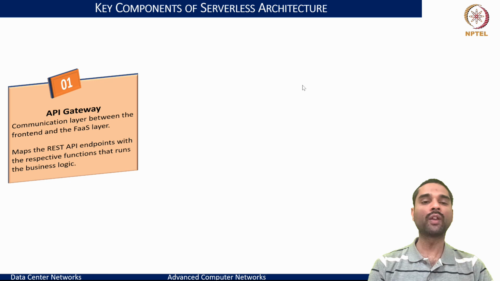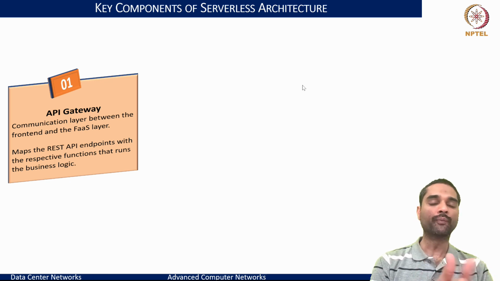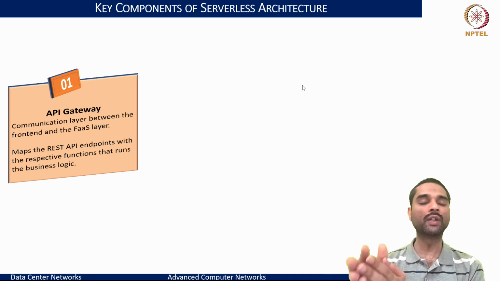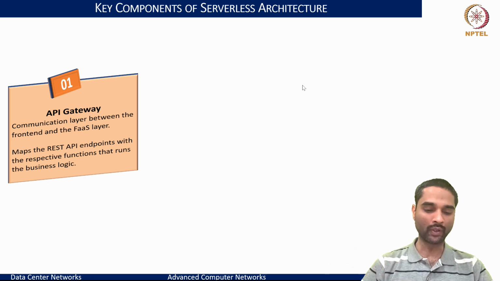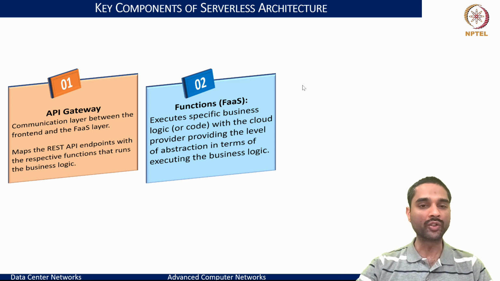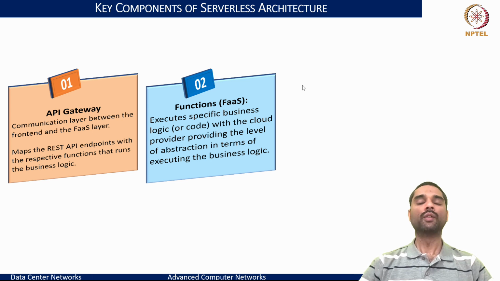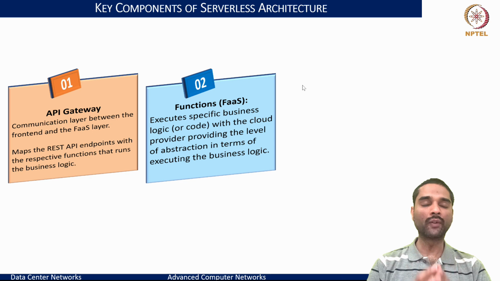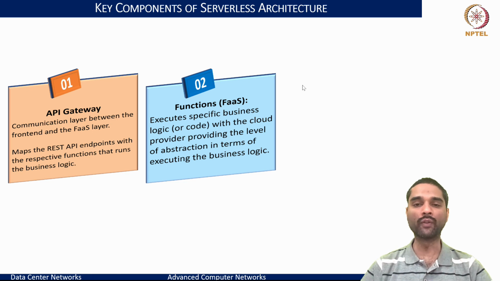So the API gateway is in essence the gatekeeper which would run the necessary custom functions within the system. And the next component is the functions themselves. And these are the functions that a developer would develop as microservices, which would be run and executed only when invoked from the API gateway.